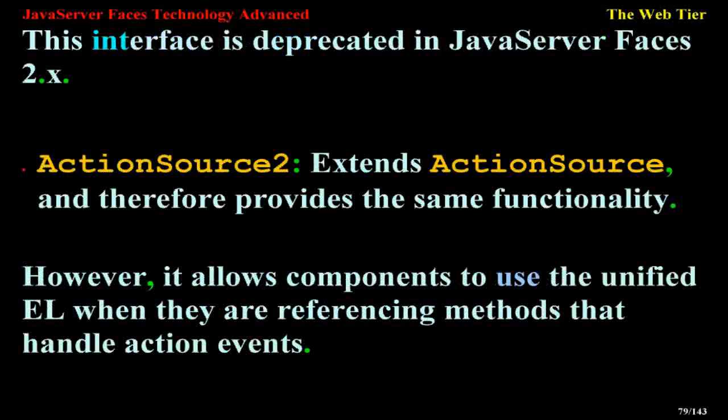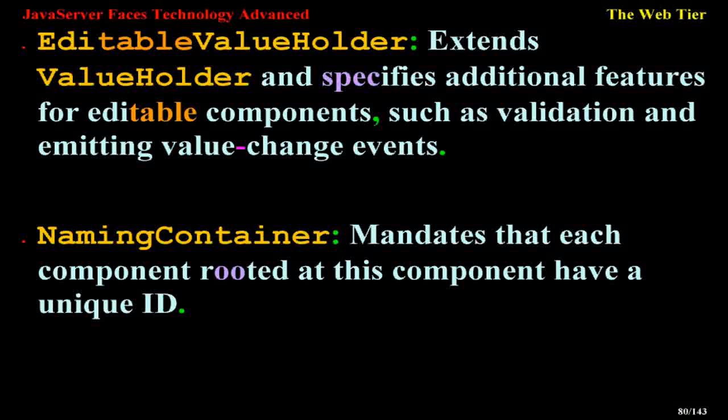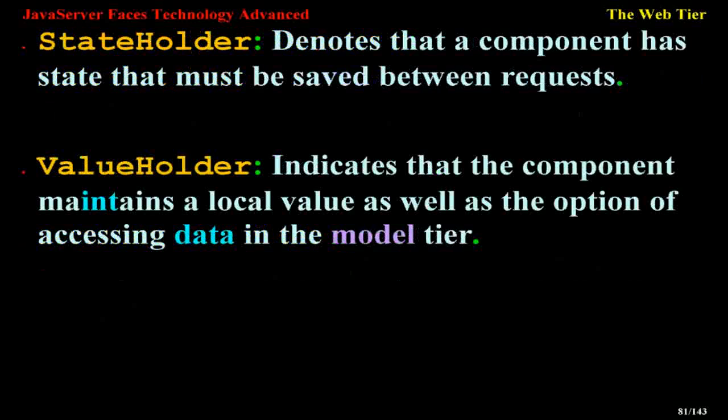ActionSource2 extends ActionSource and therefore provides the same functionality. However, it allows components to use the unified EL when they are referencing methods that handle action events. EditableValueHolder extends ValueHolder and specifies additional features for editable components, such as validation and emitting value change events. NamingContainer mandates that each component rooted at this component have a unique id. StateHolder denotes that a component has state that must be saved between requests.